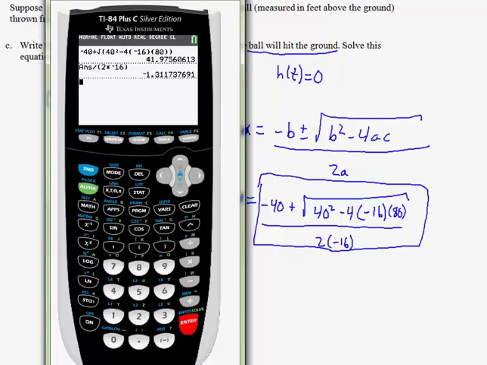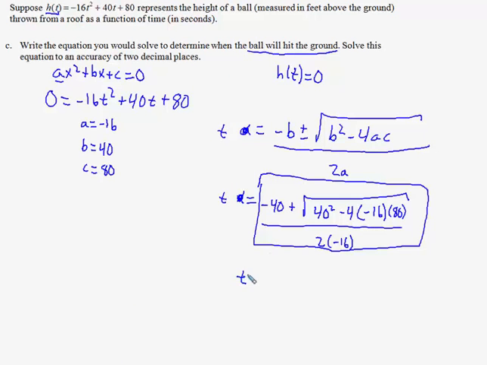So one of my answers is t equals negative 1.31. Remember, we are to round to 2 decimal places. So we have t is negative 1.31 to 2 decimals, and that would be the time value in seconds. So what this means is 1.31 seconds before the ball was thrown from the roof, it would have a height of 0.